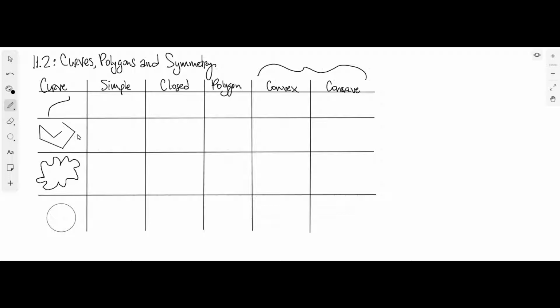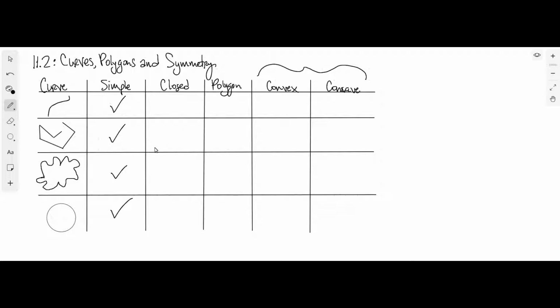So this one right here, this curve, we would call this simple because it's just the basic run-of-the-mill curve that you've got. It has a shape, and that's it. So the term simple can basically be applied to any figure that you're given.